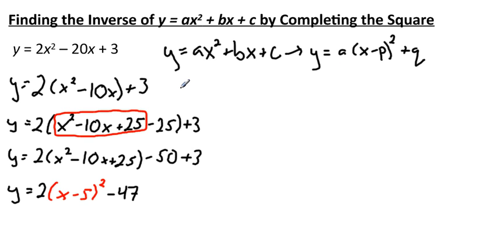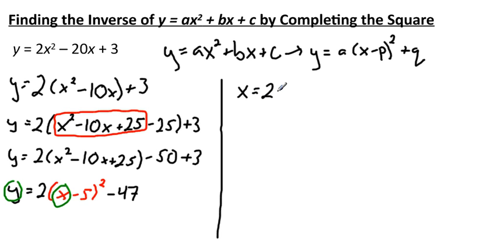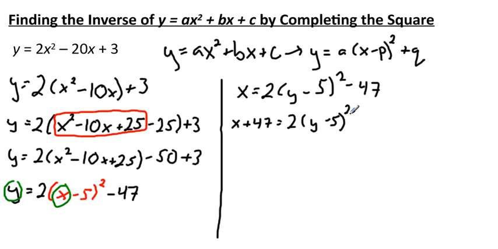Now to find the inverse, we're going to exchange the x and the y. So over here, we're going to write x equals 2 times y minus 5 squared minus 47. And now we want to isolate our new y. Starting out, we're going to add 47 to both sides. So we'll be left with x plus 47 equals 2 times y minus 5 squared.